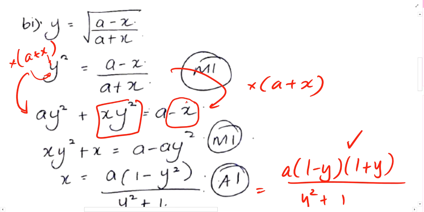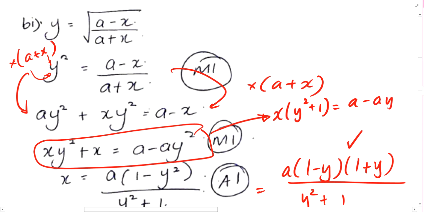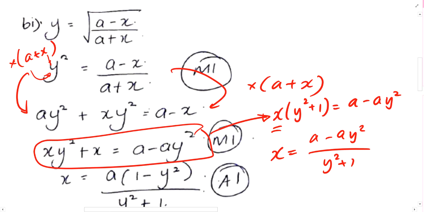xy squared plus x equals to a minus ay squared. Then you factorize out the x. From here on, let me put it at the side. We have x multiplied by y squared plus 1 equals to a minus ay squared. So now we are isolating the x already. x equals to a minus ay squared over y squared plus 1.